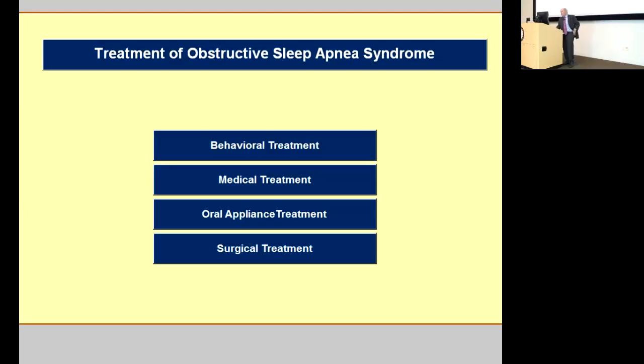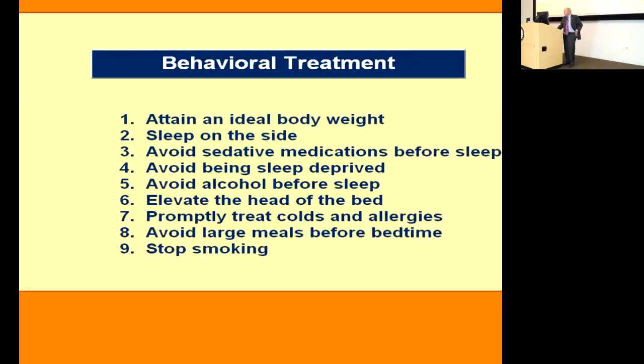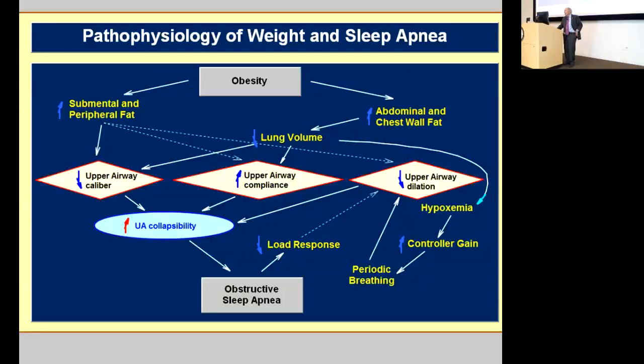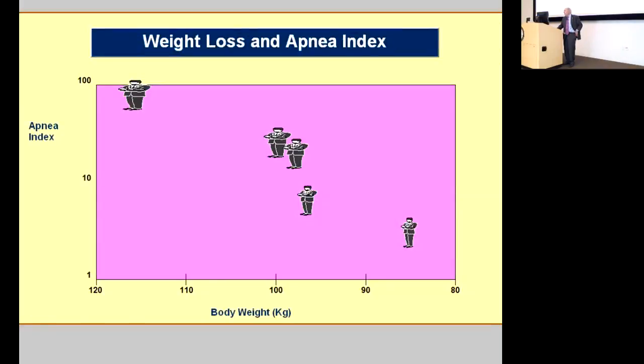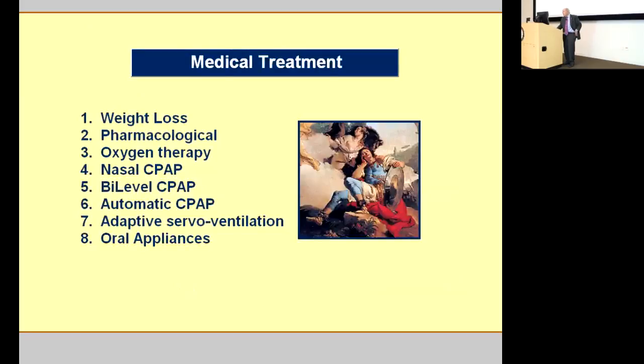Let me move on. I'm not going to spend a lot of time, but there are several ways to treat this. Dental stuff is listed under medical treatment. Behavioral treatment is, you know, lose some weight, try to sleep more on your side. You can elevate the bed, quit smoking, do all the good things in life that you can do. Success is relatively low. I'm not going to spend any time on that, but weight loss does help. This is the apnea index related to body weight. You can see it goes down the thinner you are. It's not a great study, but anyway.